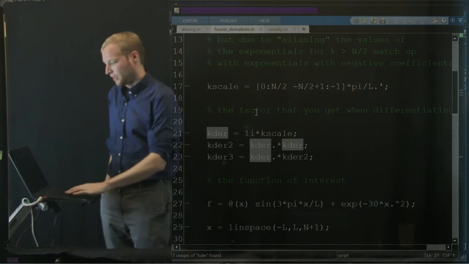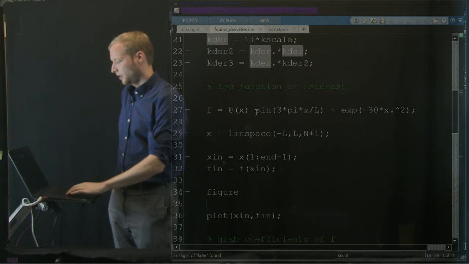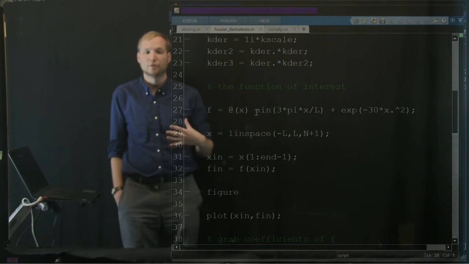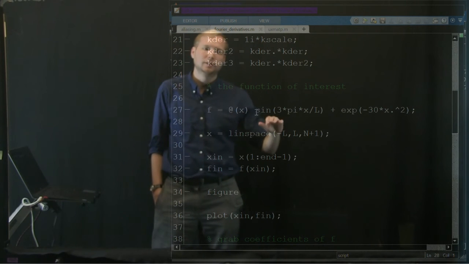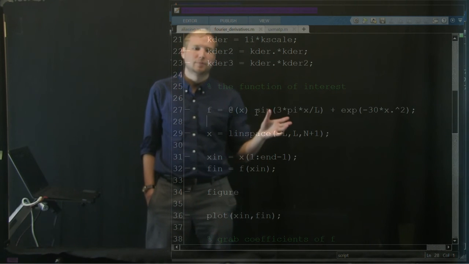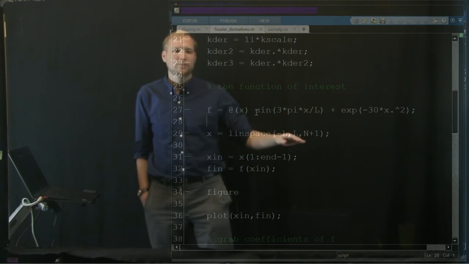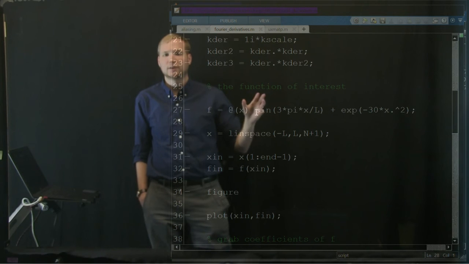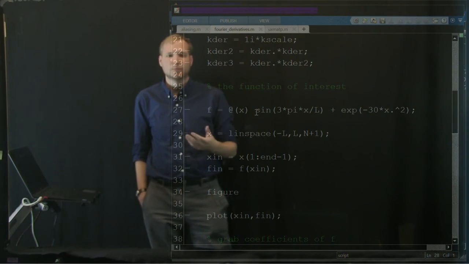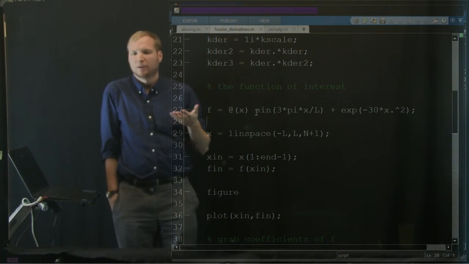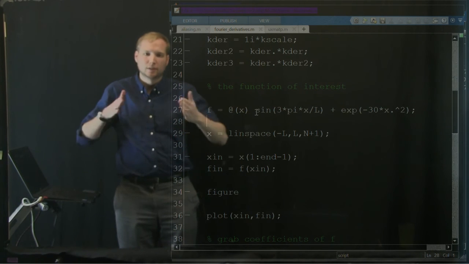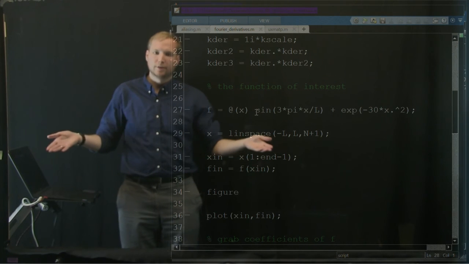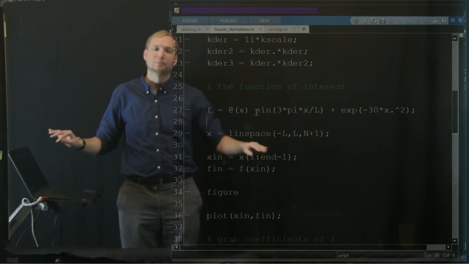And then finally, we've just set up a periodic function of interest. And like in the other video, we've got a part that is quite clearly periodic, the sine of 3 pi x over L term. And then I've also got this very narrow Gaussian term thrown in there, e to the minus 30 times x squared. And as we said before, that is seen as being effectively periodic because it completely dies out, and its derivatives die out by either endpoint so that those all match up.